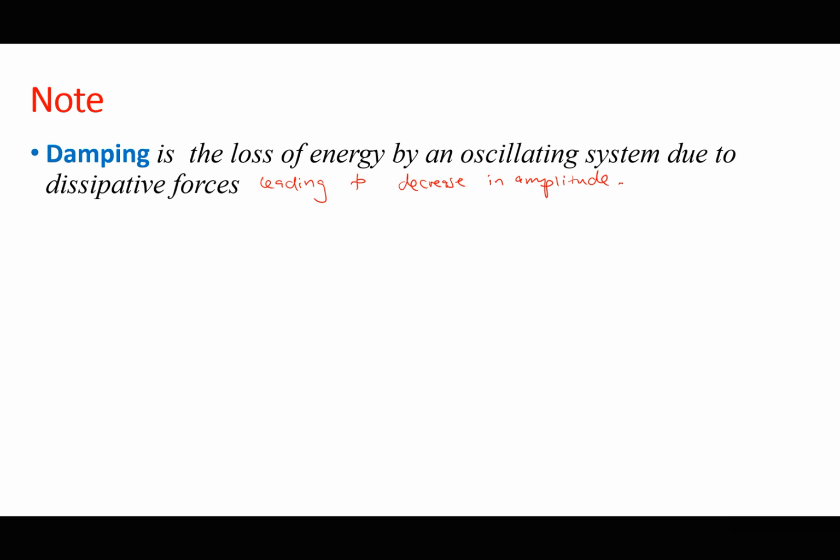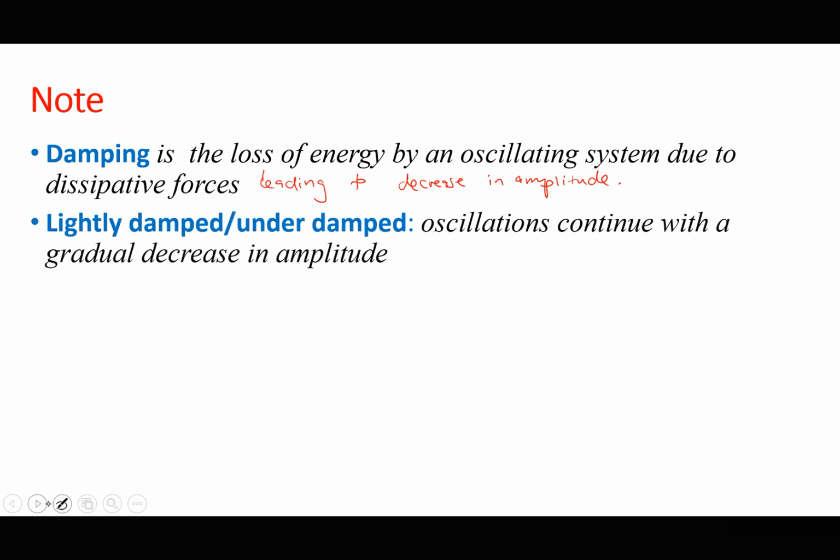Whether it is light damping, heavy damping, or critical damping, all dampings result in a decrease in energy. That is damping: loss of energy by an oscillating system due to dissipative forces, leading to a decrease in amplitude. Then we have three types of damping. We have lightly damped, which is sometimes called underdamped.